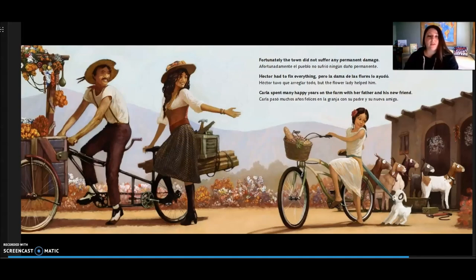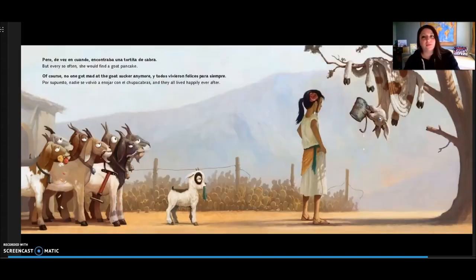Fortunately, the town did not suffer any permanent damage. Hector had to fix everything, but the flower lady helped him. Carla spent many happy years on the farm with her father and his new friend. But every so often, she would find a goat pancake.